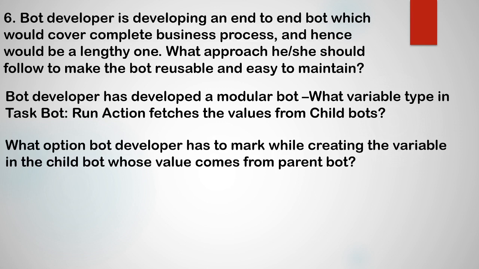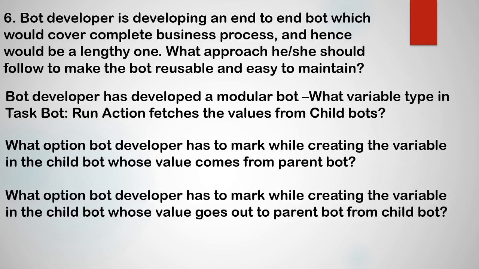Now the next question: what option does the bot developer have to mark while creating the variable in the child bot whose values come from the parent bot? In this case, the variable must be marked as used as input. The variable values which come from the parent bot to the child bot must be marked as used as input. And the reverse is the case.